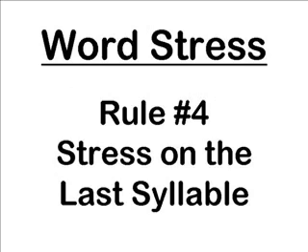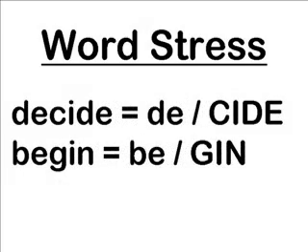Rule number 4. Stress on the last syllable. Most two-syllable verbs are stressed on the last syllable. Take, for example, the verb decide. The stress is on the second syllable and is pronounced decide. Repeat after me. Decide. The verb begin, for example, is pronounced begin. Repeat after me. Begin.